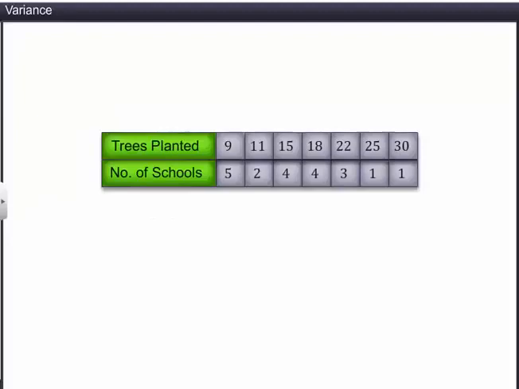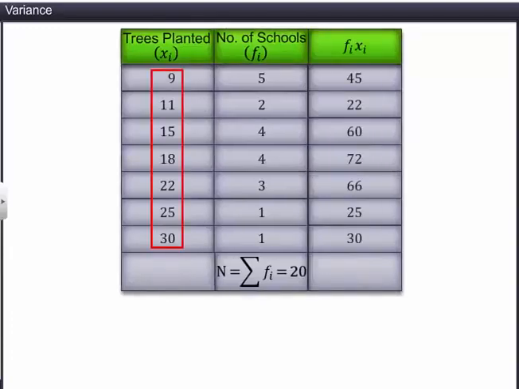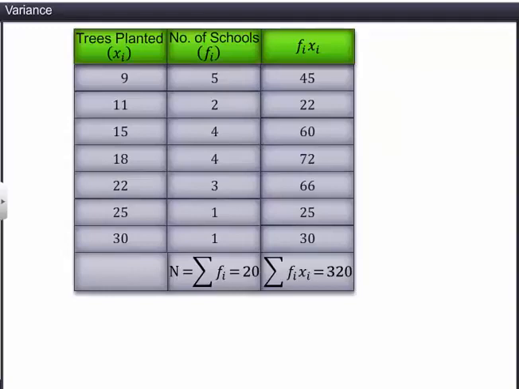Let's consider the given frequency distribution table of trees planted in 20 schools in a tree plantation program. We'll find the variance of the given data. To find the variance of the given data, we first need to find the mean of the given distribution. Let the number of trees planted be xi and the number of schools or frequencies be fi. The total number of schools or sum of frequencies is equal to 20. Now, we'll find the product of the trees planted and the number of schools that planted them. The sum of the products of the numbers of trees and the schools is 320. Therefore, the mean of the frequency distribution is 320 divided by 20, which is equal to 16.